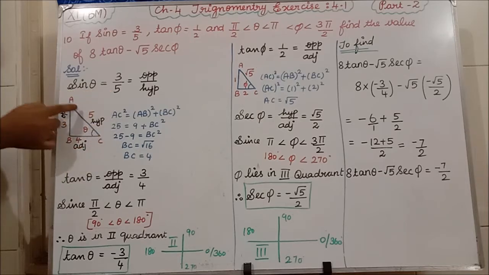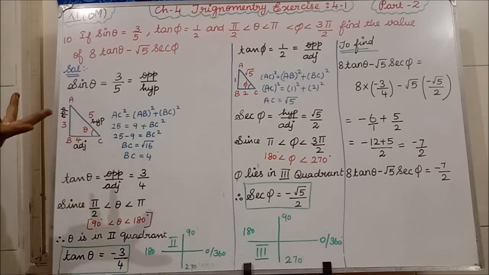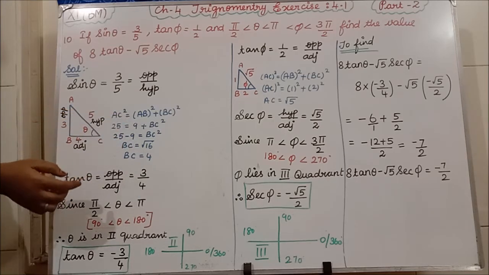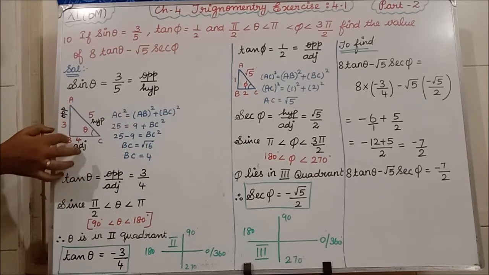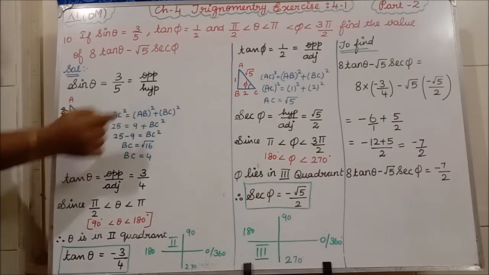So the longest side is the hypotenuse, you all know, isn't it? So this is the hypotenuse side, and for that the value is 5. Clear? This adjacent value we don't know. Now, using the Pythagoras theorem, the hypotenuse side squared, AC squared, is equal to the sum of the squares of the remaining two sides, isn't it? So AB squared plus BC squared.